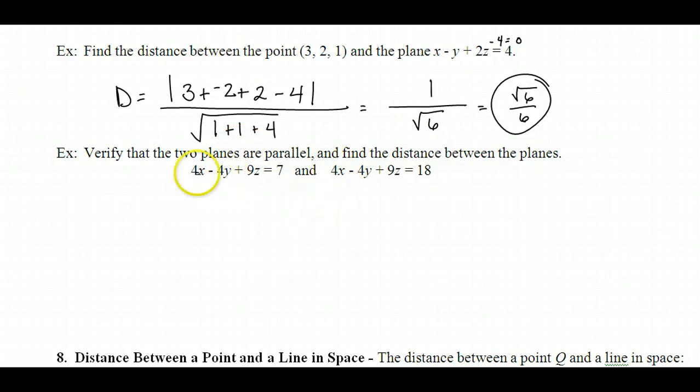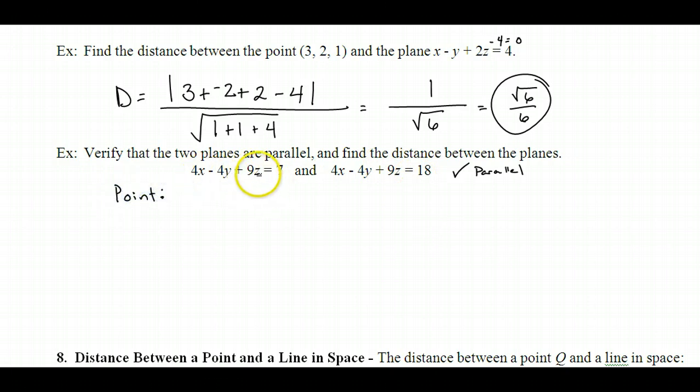Well, this one we don't even need that because we have 4x and 4x, negative 4y, negative 4y, positive 9z, positive 9z. Yes, so check. Yes, they're definitely parallel to each other. So we want to find the distance between them. Well, we need a point from one of these because this equation finds the distance between a point and a plane. So I just need a point.